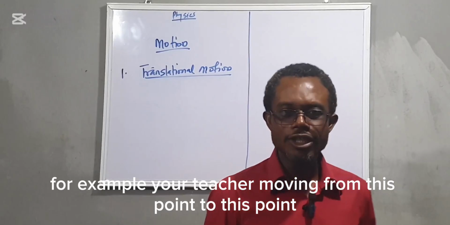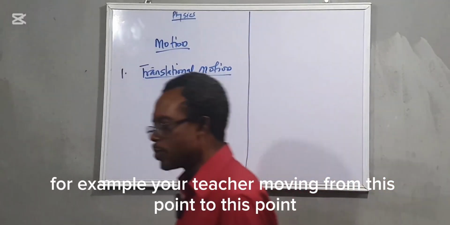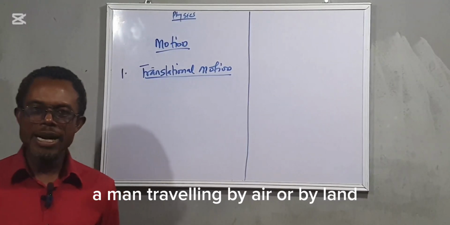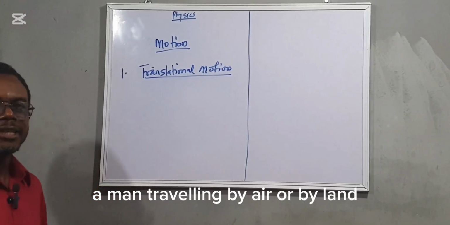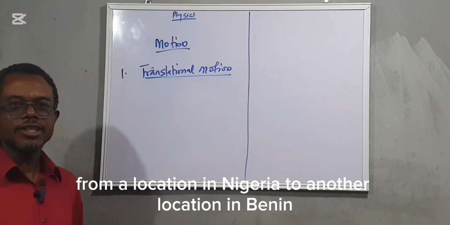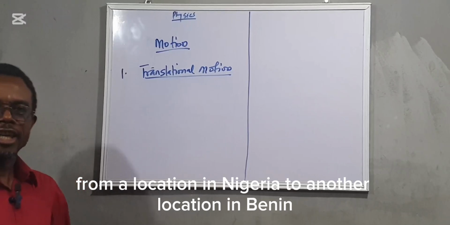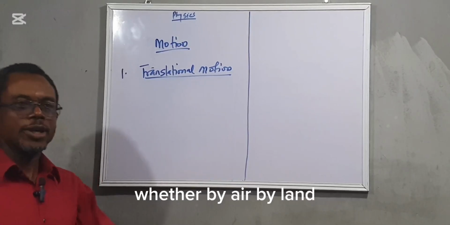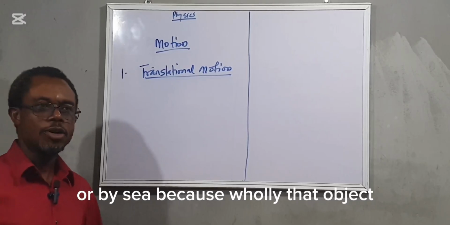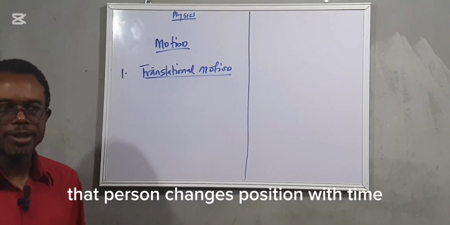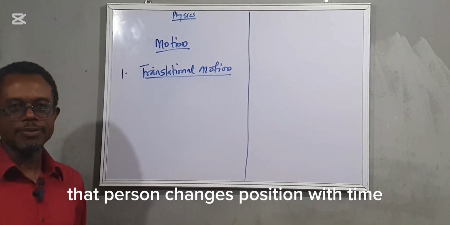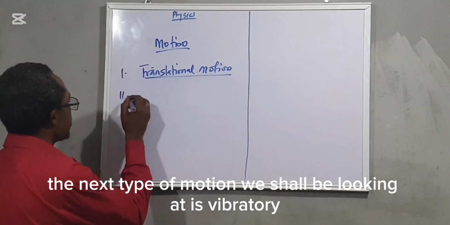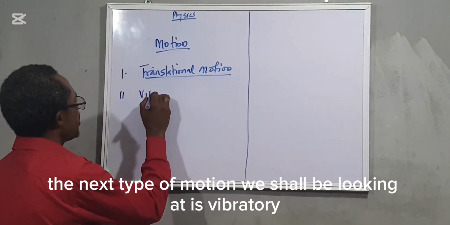For example, your teacher moving from this point to this point performs translational motion. A man traveling by air or by land from a location in Nigeria to another location in Benin, in US, in UK, is performing translational motion, whether by air, by land, or by sea, because wholly that object, that person, changes position with time.